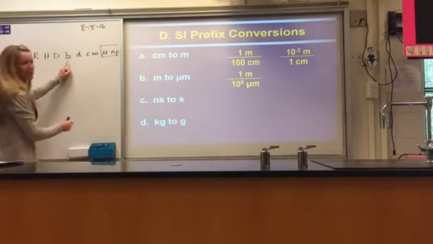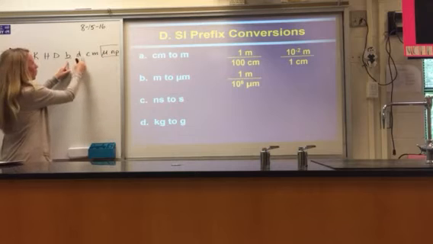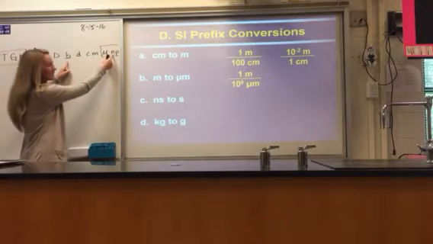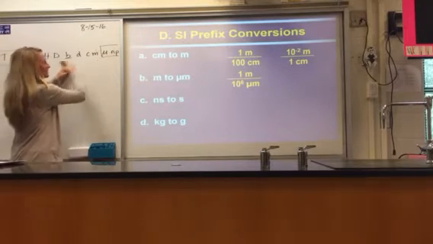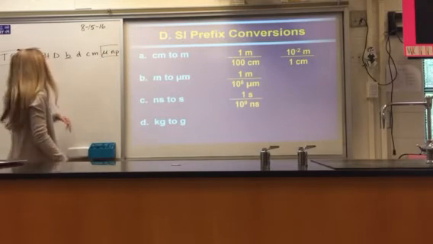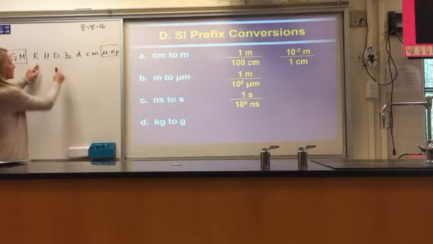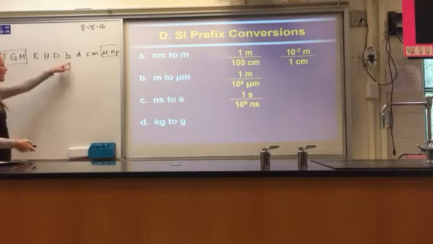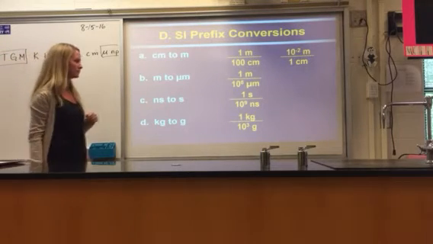Nanoseconds to seconds. Seconds would be your base unit, and we're trying to go to nano. 1, 2, 3, 4, 5, 6, 7, 8, 9. There are 10 to the 9th nanoseconds in a second. Kilograms to grams, one you're probably more familiar with. Here's kilo and here's grams, which is your base unit. 1, 2, 3, there are 1,000 grams in a kilogram, or 10 to the third.